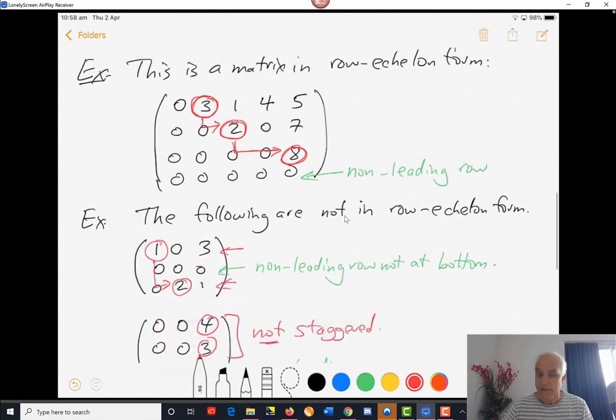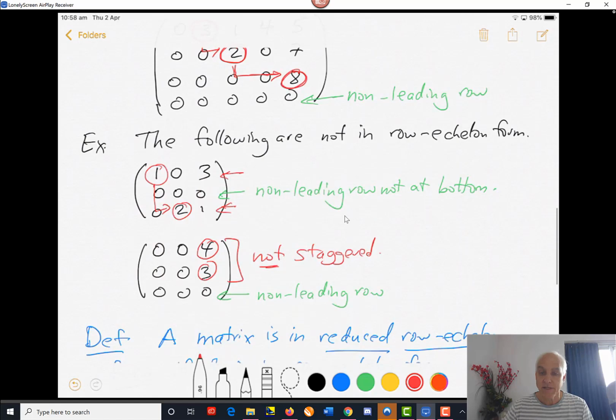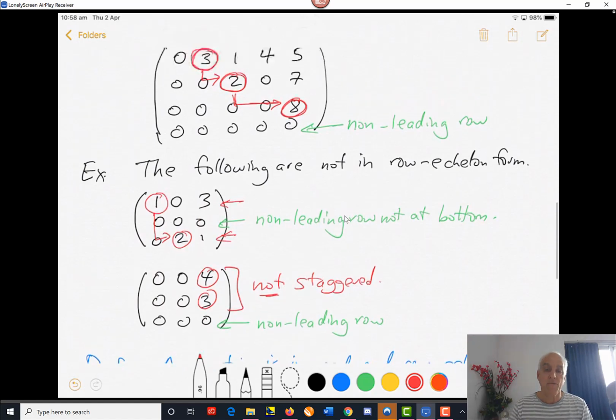How about two examples which are not in row-echelon form? Well, this one here, that's not in row-echelon form. Why? Well, because there's a non-leading row which is not at the bottom. That middle row is a row of zeros. It should be at the bottom in order for it to be row-echelon form. The leading entries, they are indeed staggered, so that part is okay. It's just that the non-leading row is not at the bottom.